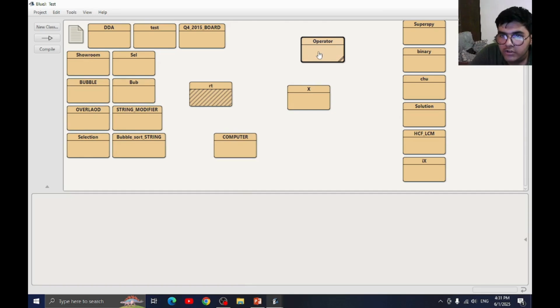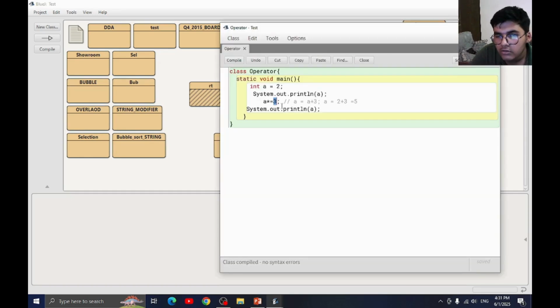Now let's try modular division as well. It's something new which we are learning. So what happens in modular division? For example, you are having 2 here and you are having 3. Let's do one thing. We are not putting 2, we are going to mention here 23, and we are going to do modular division with 3.